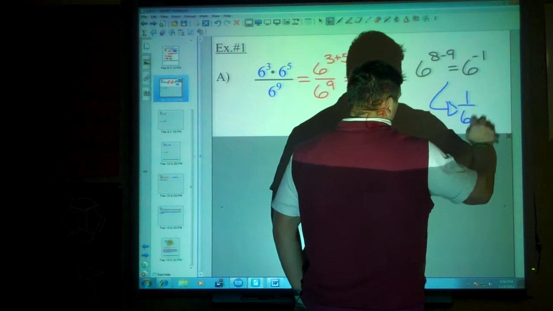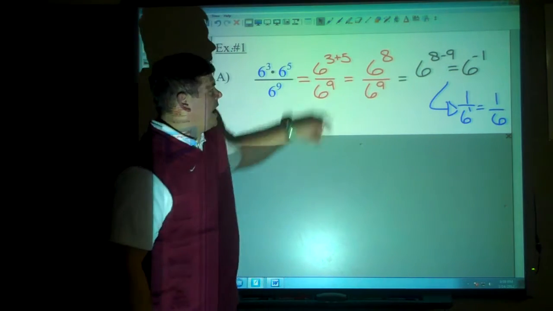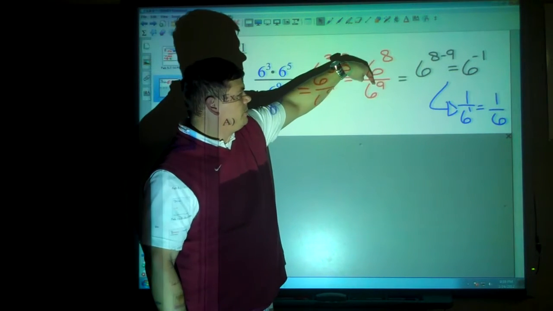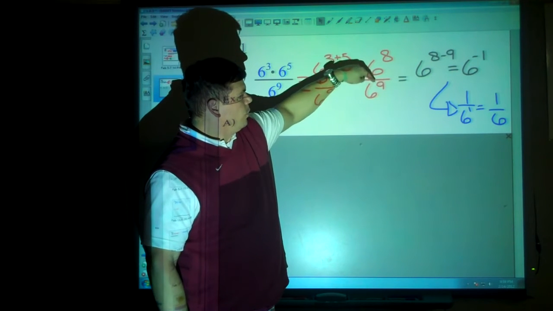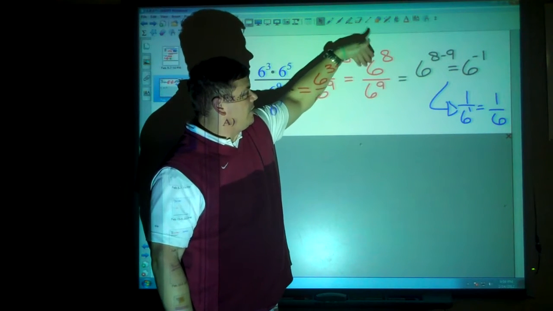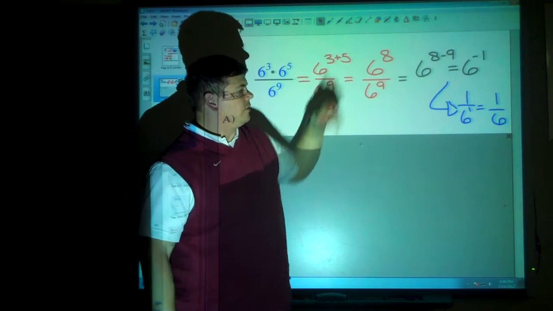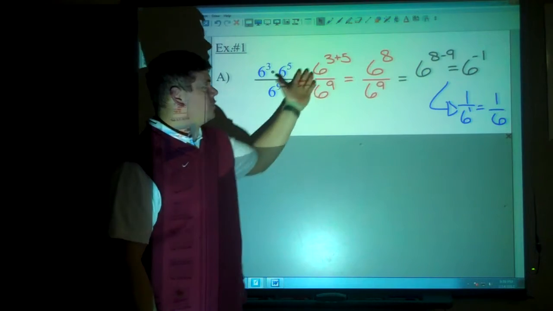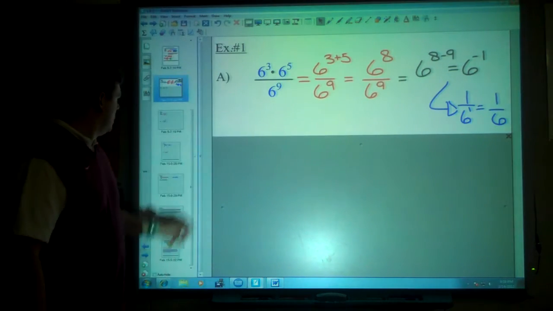So 1 over 6 to the first, which equals 1/6. What I tend to do is I ask myself, do I have more on top or bottom? And it's clear that I have 9 on the bottom and 8 6's on the top. So there's one more 6 on the bottom. So every one of the 6's on top would cancel out with all but one of them on the bottom. So then I know I have 1/6 on the bottom or 1/6. But you can certainly use the negative exponents as we've practiced so far.